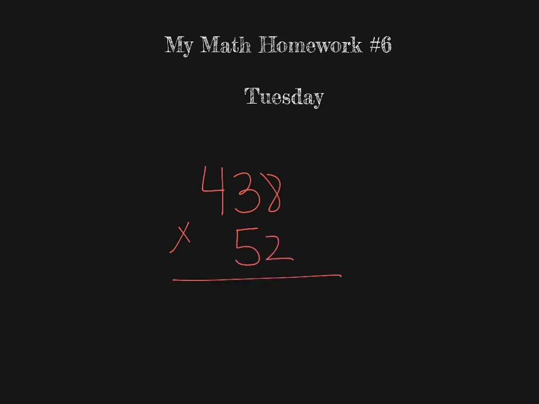Let's start off with the ones, which is the 2. That's the ones place. 2 times 8 is 16, carry the 1. 2 times 3 is 6, add 1 is 7. 2 times 4 is 8. I cross out my 2, I put my 0. Let's go and erase the number up top so it does not distract me.